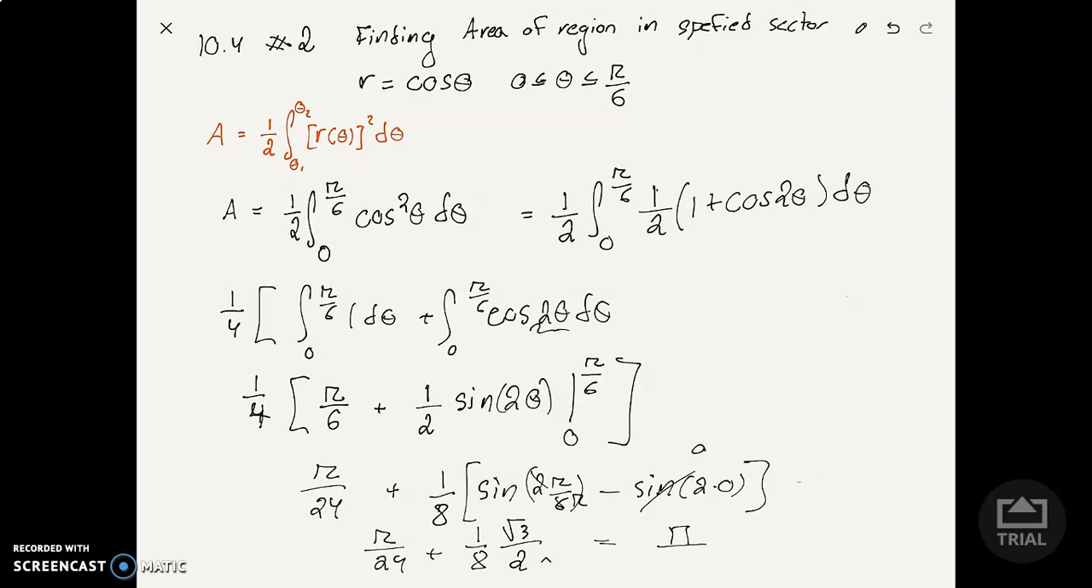So pi over 24 plus root 3 over 16. Common denominator is 48, so 2 pi plus 3 root 3 over 48. And that is the solution to this problem.